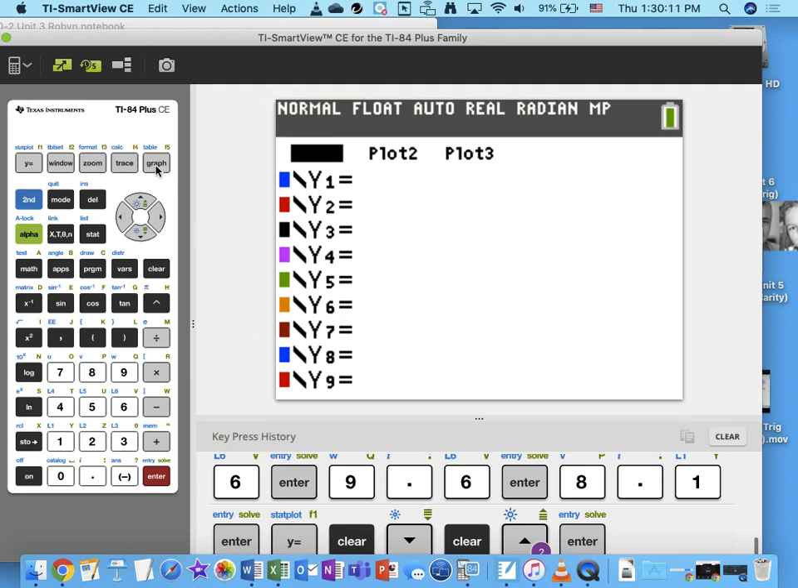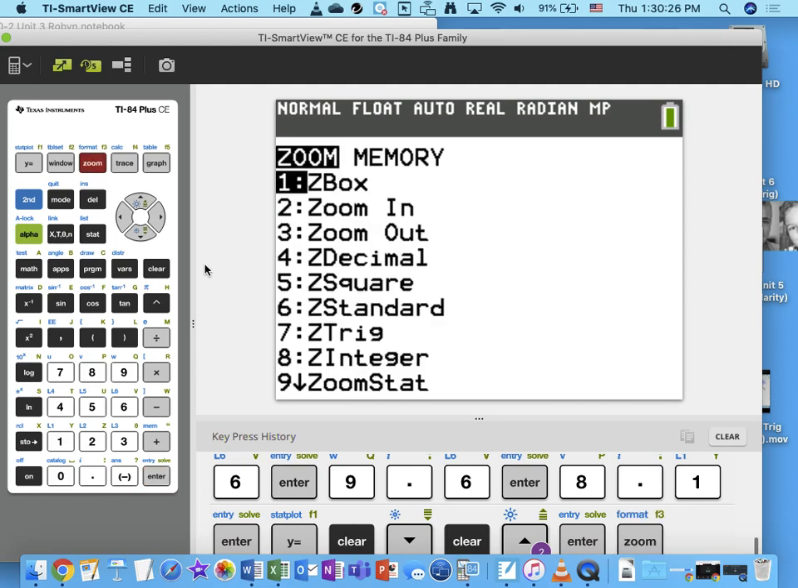So how could I set my window setting? There's a built-in setting. Do you guys remember what it is? Under zoom? Yeah, it's zoom 9 for stat. So hit zoom 9, and there we go. There's a nice little sinusoidal function.